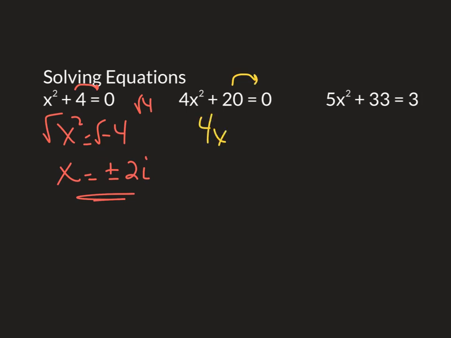Move the 20 to the other side. Gives you -20. Divide by the 4. Negative. What you're going to find out today in today's lesson and tomorrow in class is all these are going to have imaginary answers. That's why we're doing this lesson.